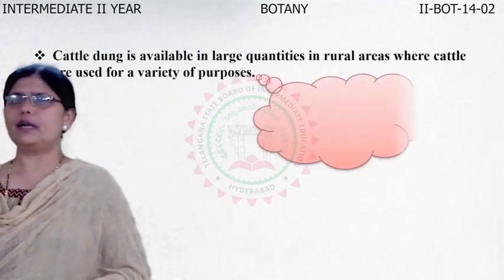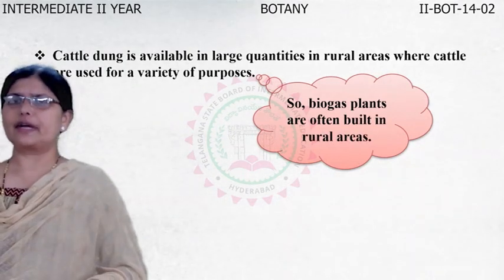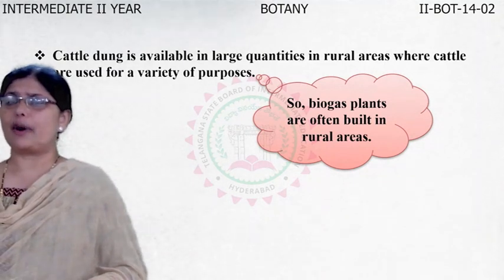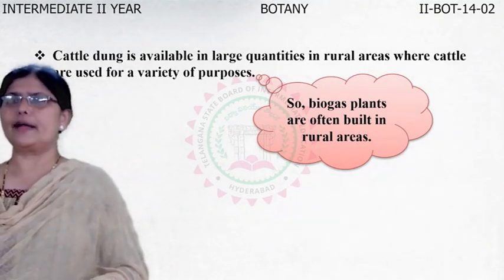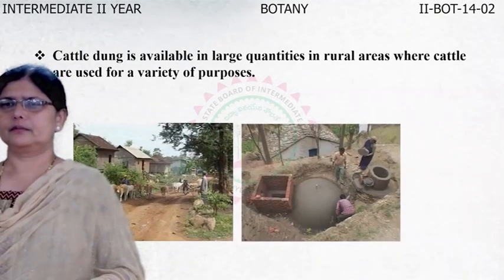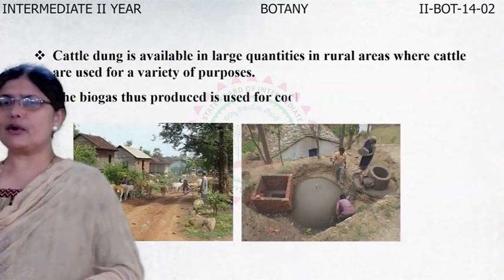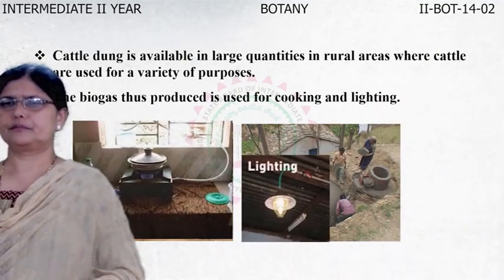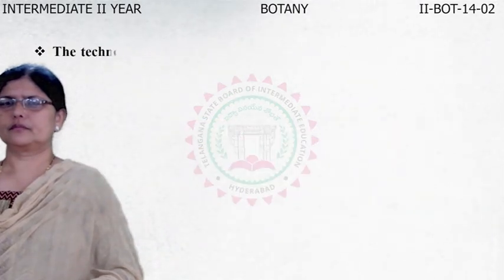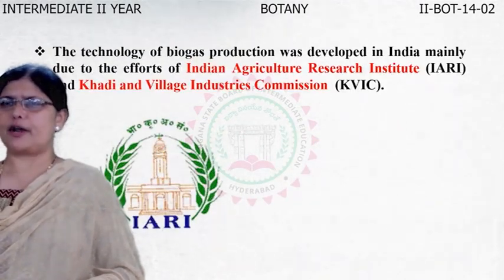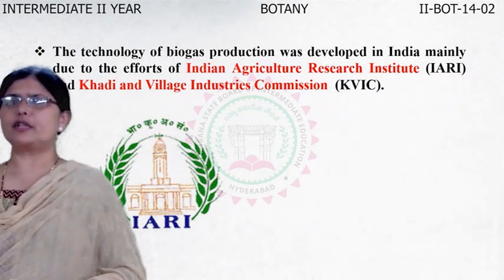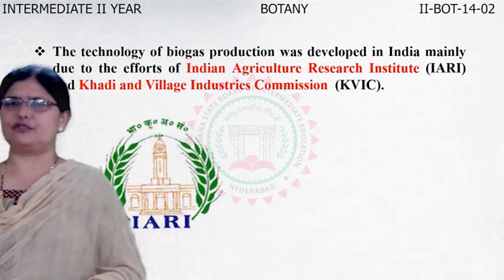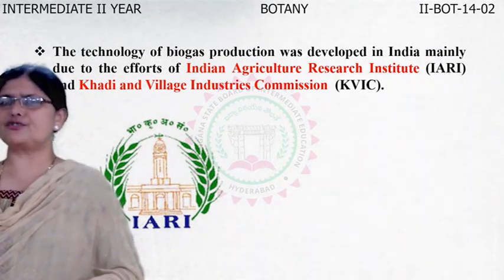Cattle dung is available in large quantities in rural areas where cattle are used for a variety of purposes in agriculture and other ways. So, biogas plants are often built in rural areas. The biogas thus produced is used for cooking as well as for lighting. The technology of biogas production was developed in India mainly due to the efforts of IARI, the full form is Indian Agriculture Research Institute, and Khadi and Village Industries Commission.